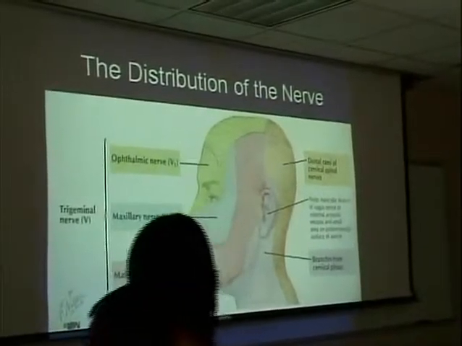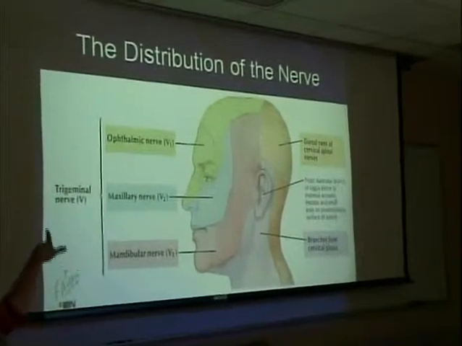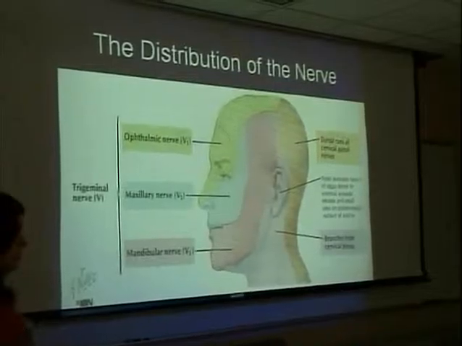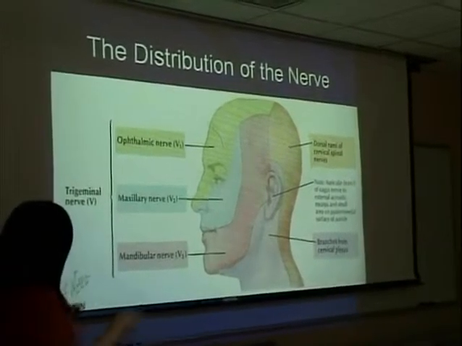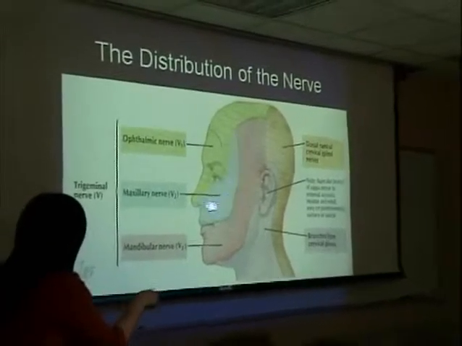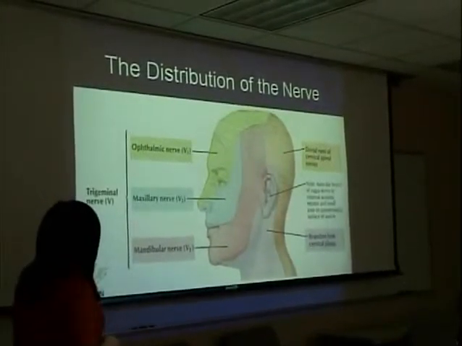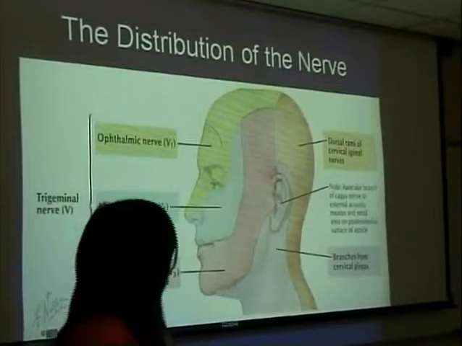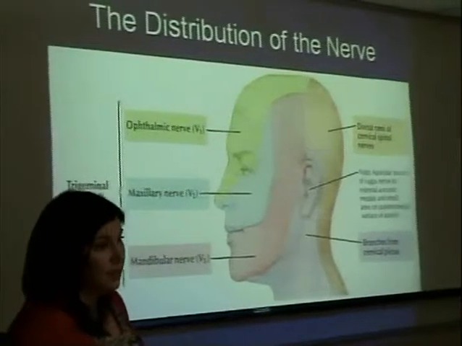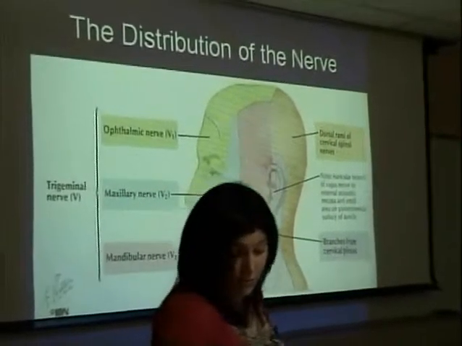So we can see here the distribution of the nerves. Has anybody seen a picture like this before? It's kind of cool, I think. So what we have here are the areas of the three trigeminal nerves, the sensory distribution, okay? Some of you can relate to that pain immediately and which nerve is irritating you, okay?